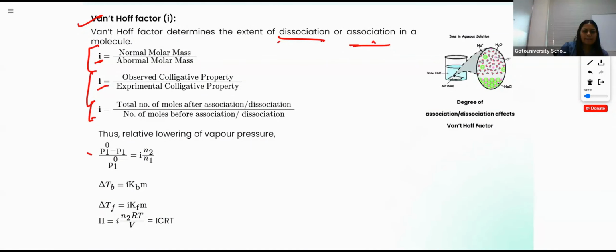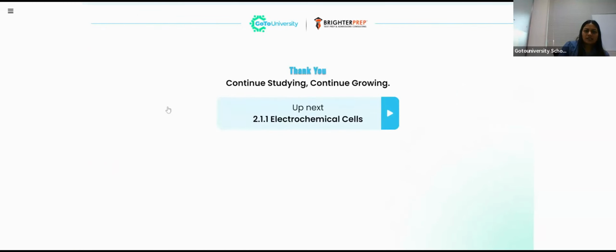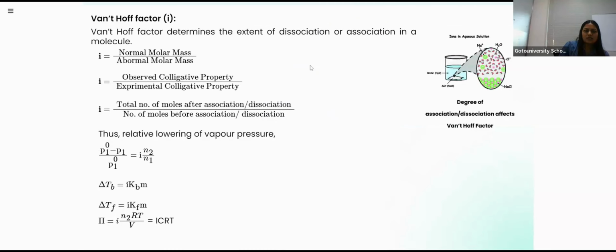This van't Hoff factor i can be used in all the colligative properties. This is relative lowering of vapor pressure, this is elevation in boiling point. See here we are using the van't Hoff factor to check the difference in molar mass, right? This is for freezing point and osmotic pressure. So in the next class, we will study the electrochemical cell, chapter 2.